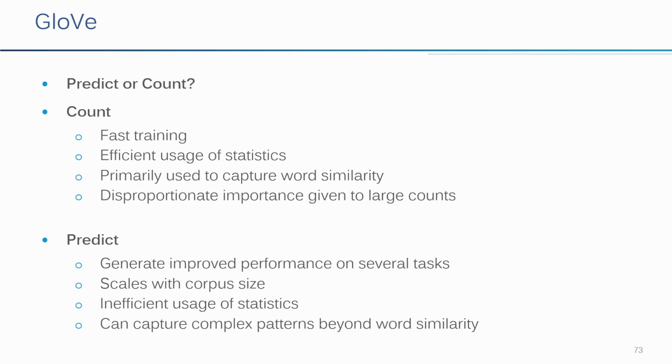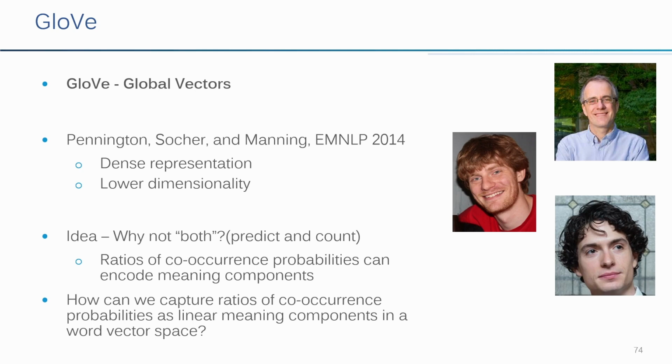Whereas the predict approach has better performance in most tasks, I would say. It scales with our corpus size simply because we don't need to have this n by n matrix. It does not use statistics that well. As we saw in the very first approach to derive Word2Vec, we don't use a very efficient way of doing this. But it's really good at capturing complex patterns beyond word similarity. So when they proposed GloVe, they pretty much said, okay, why don't we do both?